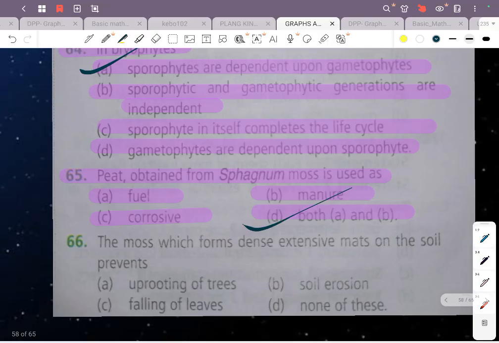The next question that we have on our screens is the moss which forms dense extensive mats on the soil prevents A, uprooting of trees, B, soil erosion, C, falling off leaves, or D, none of these. What do you think? The moss which is actually forming these dense extensive mats on the soil, like sphagnum, bog moss, right? It actually prevents, no, 1 second.